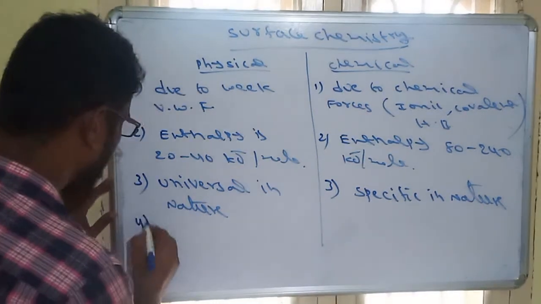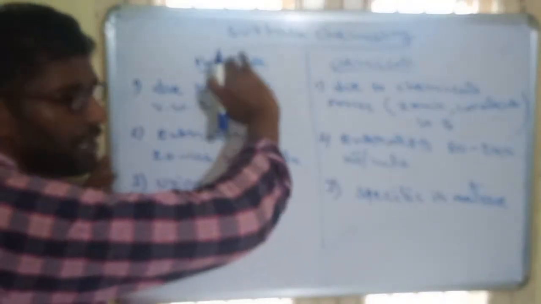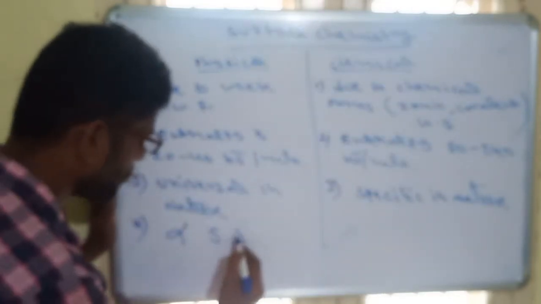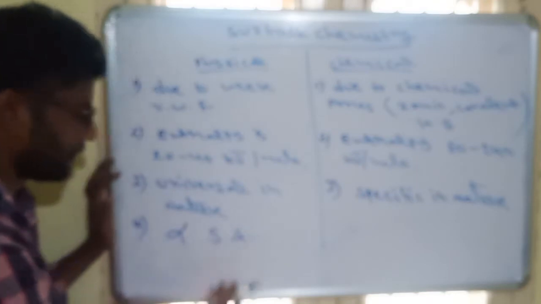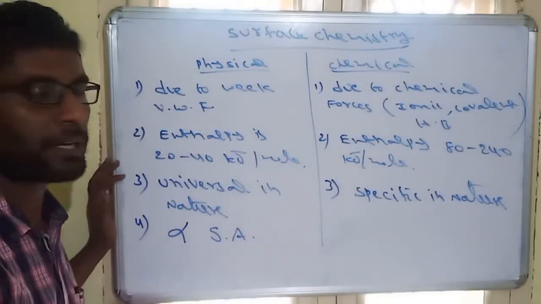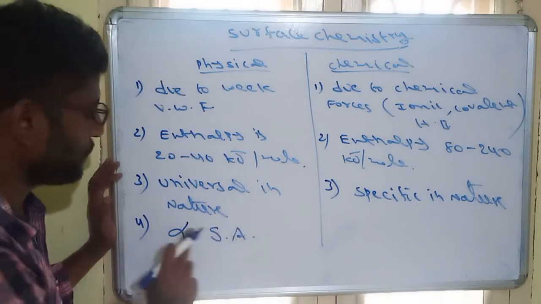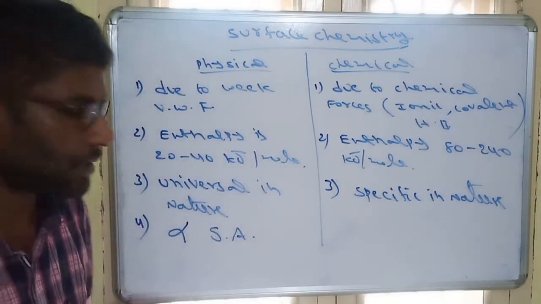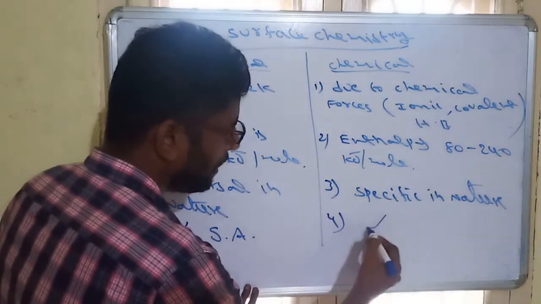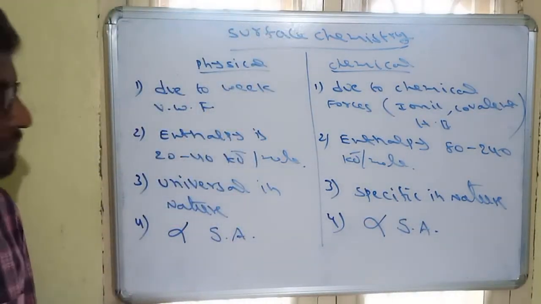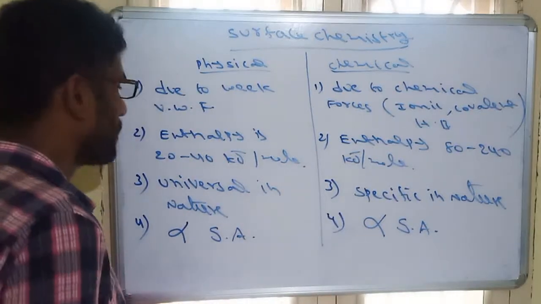The next point is that both physical adsorption and chemical adsorption are directly proportional to surface area. The more surface area present, the more particles will be accumulated, so the more adsorption. So physical adsorption is directly proportional to surface area, and chemical adsorption is also directly proportional to surface area. So both are directly proportional to surface area.